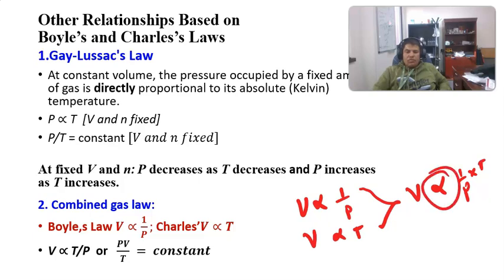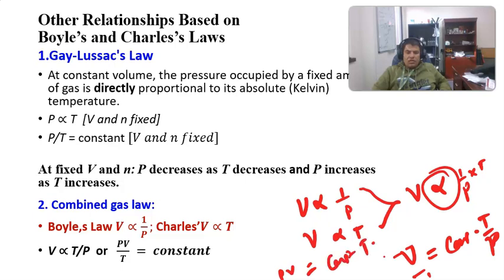So if you remove the proportionality constant, V is equal to constant times T by P. So if you crisscross that, you will get PV equals constant times T, or PV by T is equal to constant. That is also the second way of saying it.